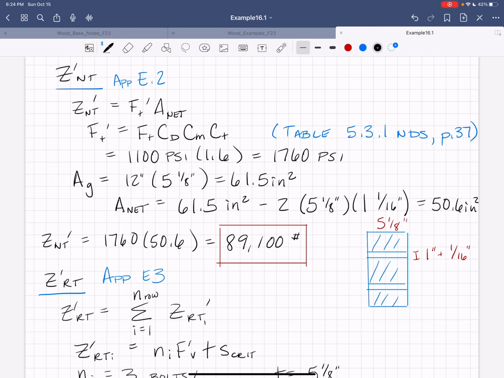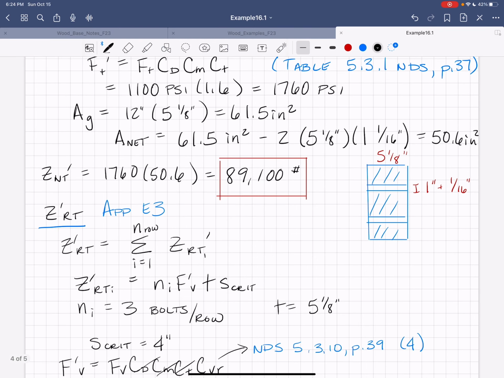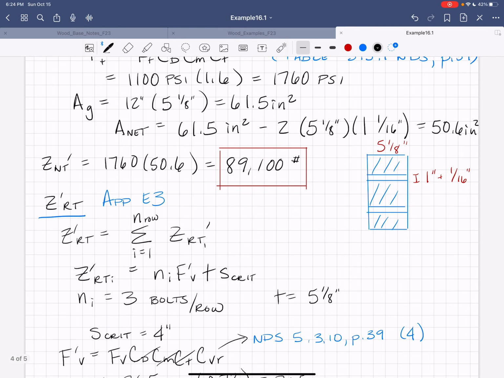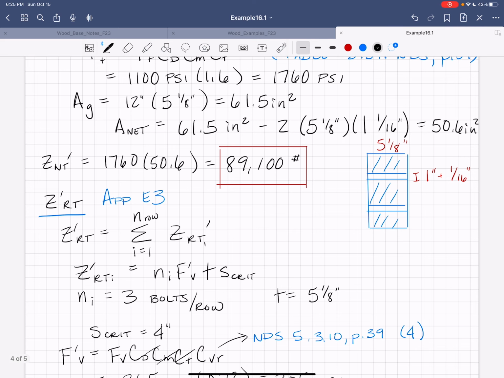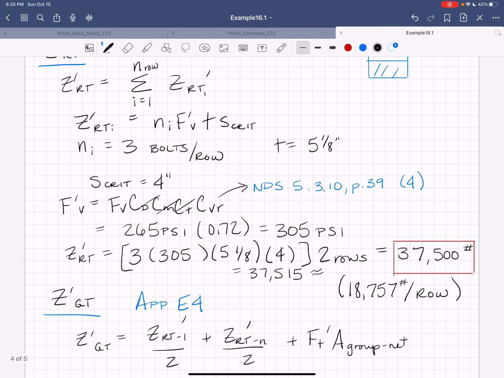In E2, it's going to be the tension F prime sub T times the net area. You've done the tension before. You can find the area. The area that I'm looking at, I've drawn here in this picture. Remember, the bolt hole is going to be the diameter of the bolt plus a 16th. So all these shaded blue areas on the right, that is the net area. And I come up with 89,100. So far, that is bigger than what we already found, so the previous one controls.